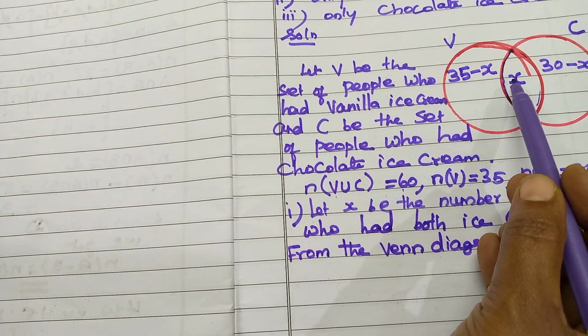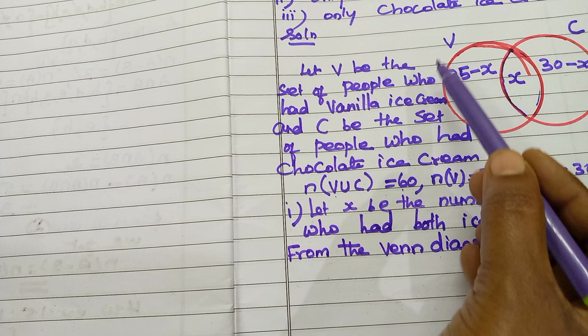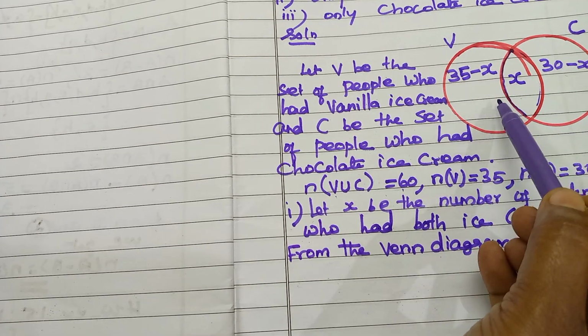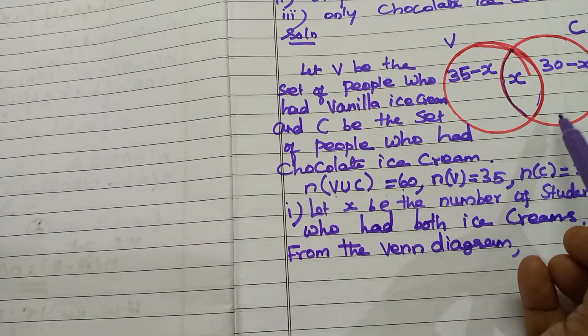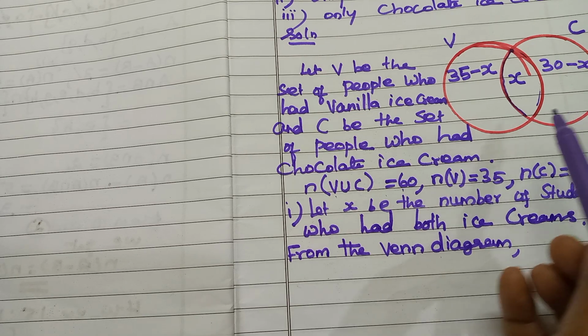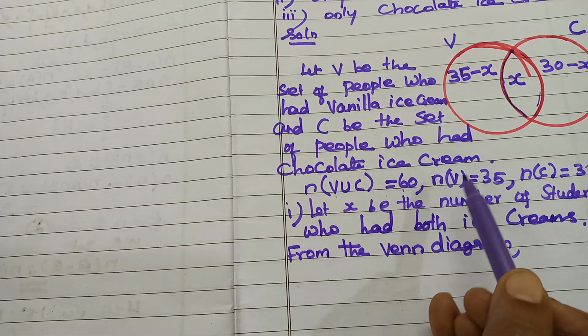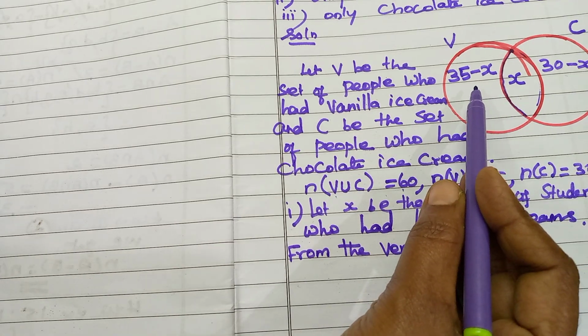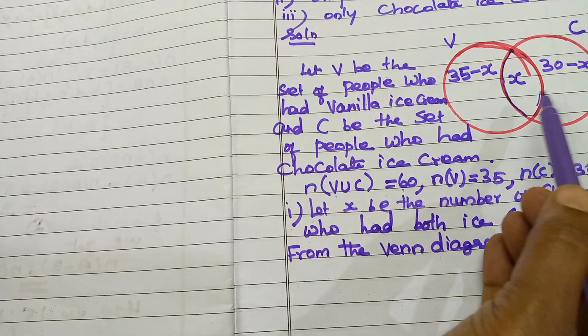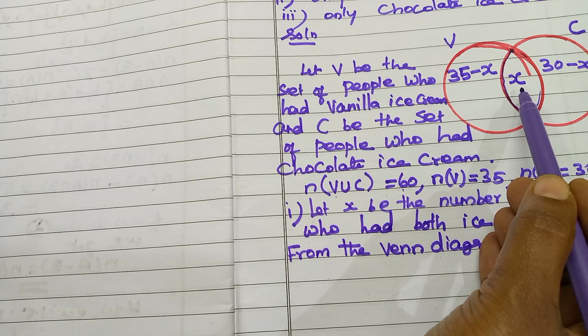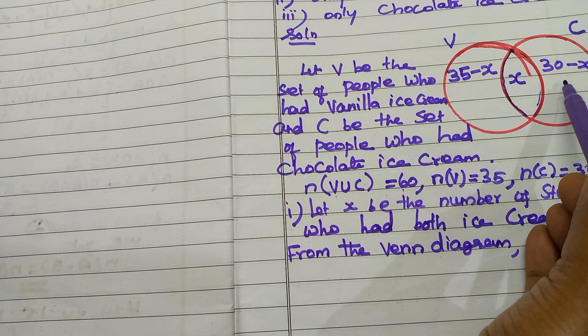What we have to do for that? We know this first circle is considered as vanilla. Second circle is considered as chocolate. There are 60 people, is it? So using the formula n(A minus B) plus n(A intersection B) plus n(B minus A) is equal to n(A intersection B).